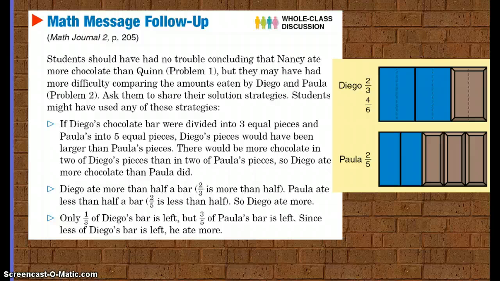Diego ate more than half a bar. 2/3 is more than half. Paula ate less than half a bar because 2/5 is less than half. So Diego ate more. I'm hoping you're realizing that one way to think of a half would be 1.5 is half of 3. So that's how you know 2/3 is more than half. And when looking at Paula and how much she ate, 2.5 is actually half of 5. So 2/5 is less than half.